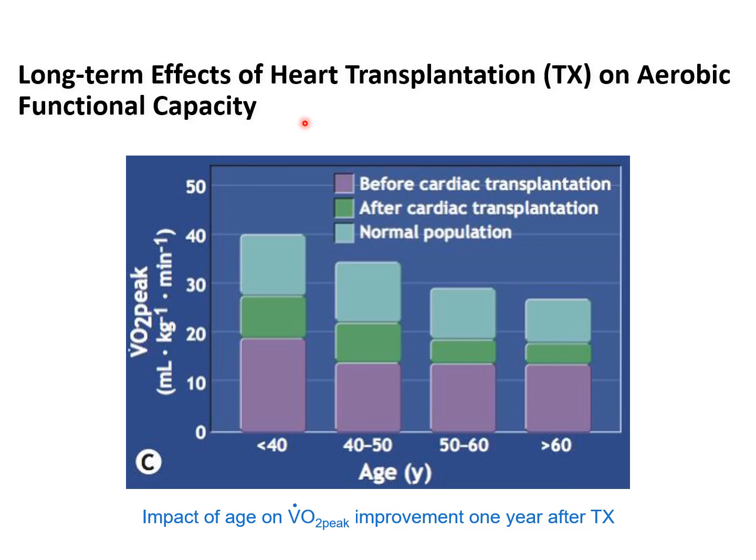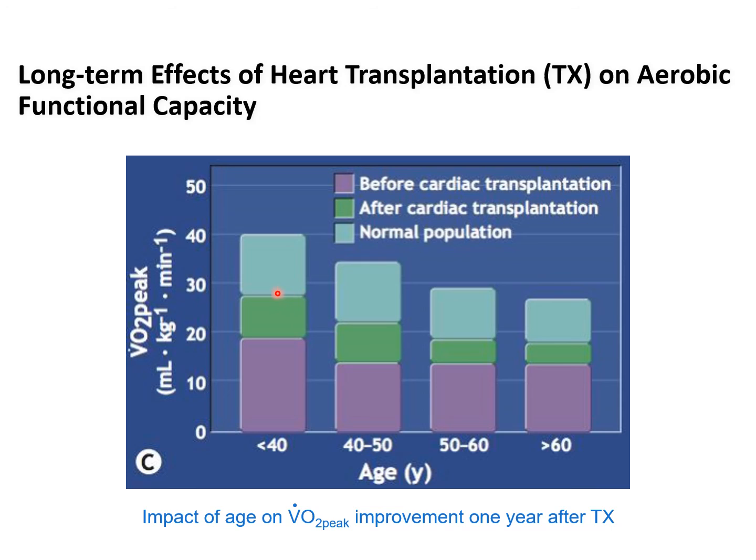So here's a continuation of the long-term effects of a heart transplant. You can see in this graph here, we have our normal population that's indicated in blue. So these top ends here. We have the after cardiac transplant in the green, and then we have the before cardiac transplant in the purple. So you can see the normal population is going to have quite a bit higher VO2 at this particular age than someone who is after a cardiac transplant.